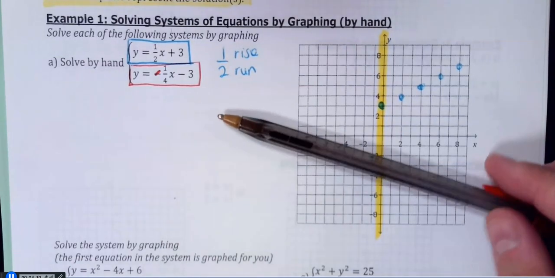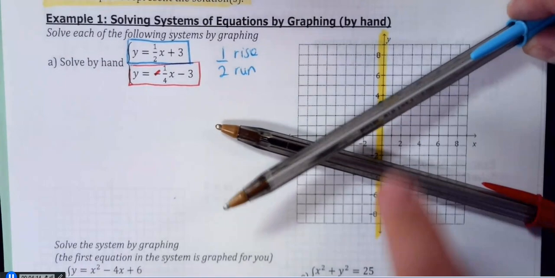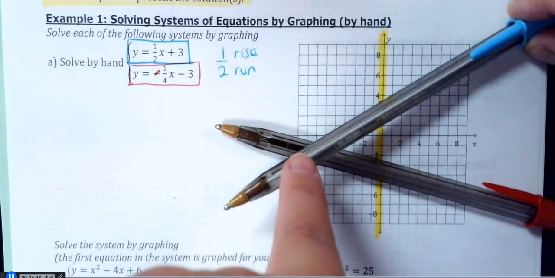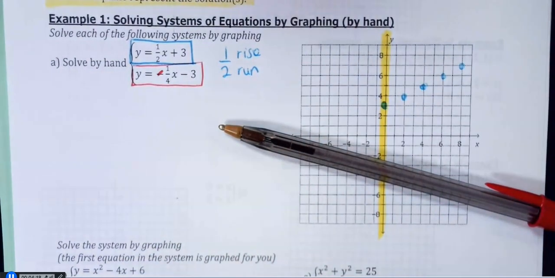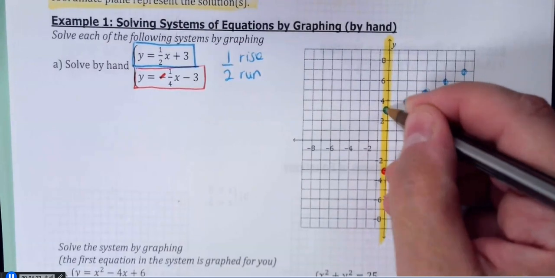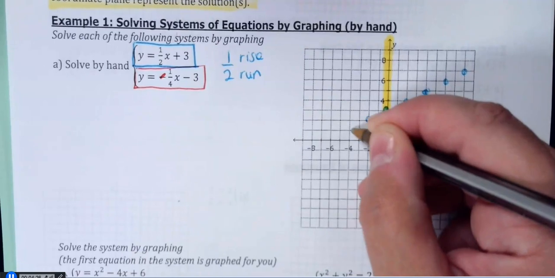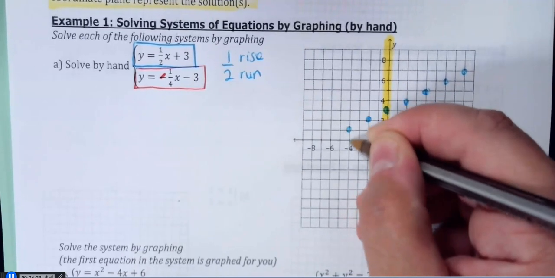So I'm just going to lay my pen. Here's that first equation. Here's that second equation. And I can see they're going to intersect back here. So I've got to back up both of these slopes. For this one, if I go down 1, left 2, that's 2 negative directions, so that's actually a positive slope. So I'm just going backwards, just backing this up.